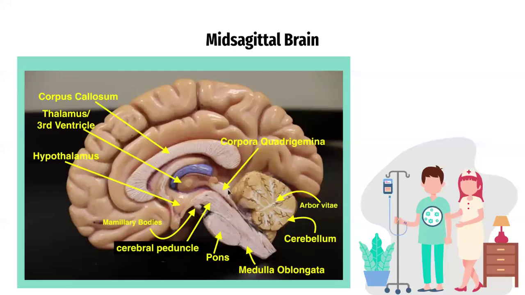Now, going over to the back side over here, this is your corpora quadrigemina. This basically just means body of four twins. So I always thought that that was pretty cool and it helped me to just remember everything. So this little tunnel that is running in between your cerebral peduncle and your corpora quadrigemina, this is called your cerebral aqueduct. So this tunnel over here is your cerebral aqueduct.